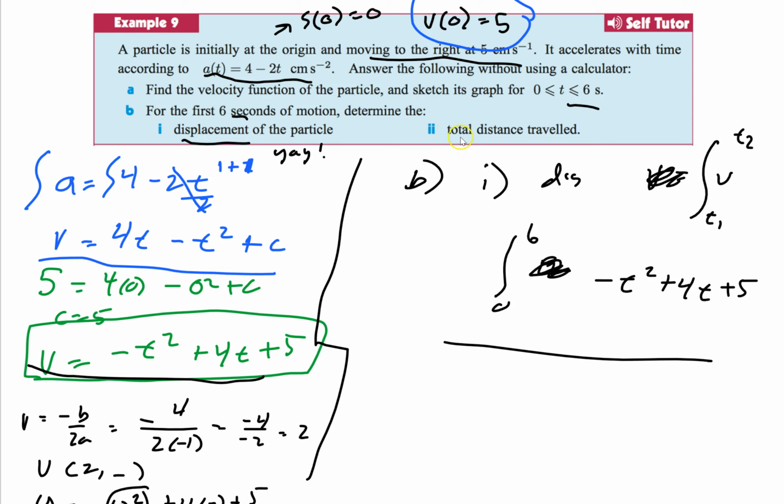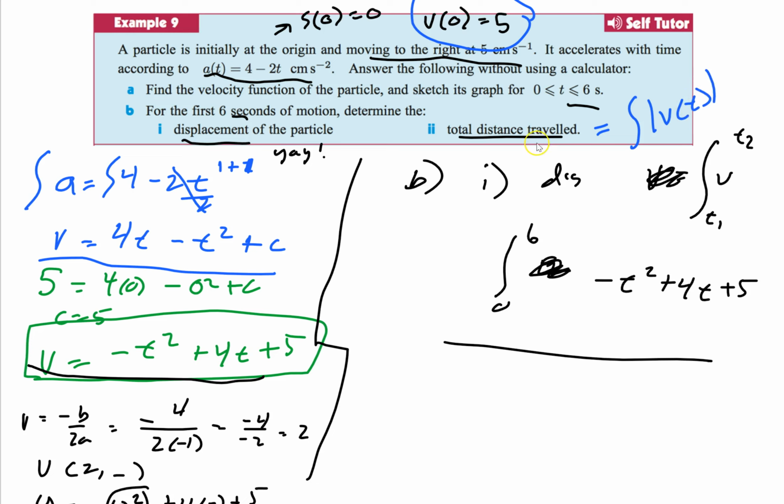Let's talk about total distance traveled. That's the annoying one. So total distance traveled is when you have to break up. And actually, I just looked it up. I was wrong. Displacement's not on your formula sheet, you just gotta know that one. Total distance traveled is on your formula sheet though. So you look at your formula sheet, it would say this. And that's your hint that if you're going to do this without a calculator, you gotta break it up.